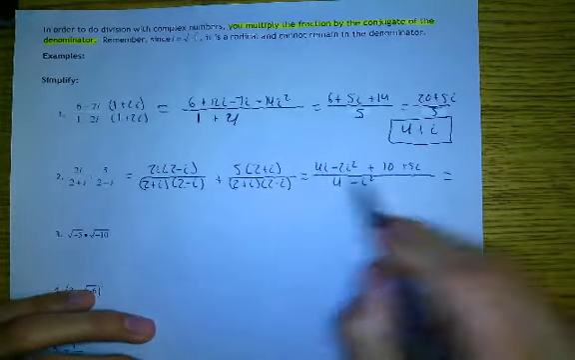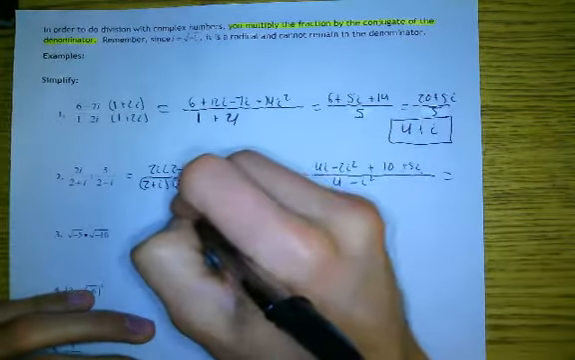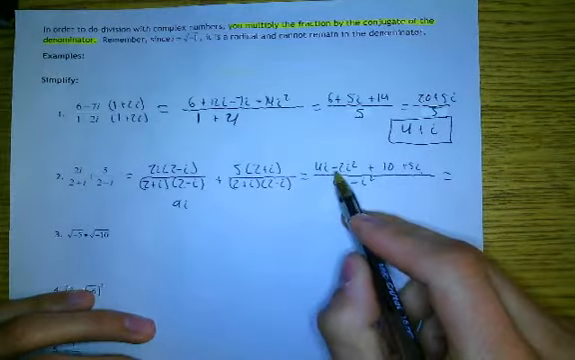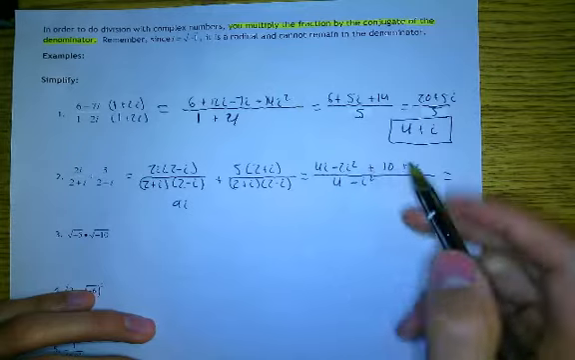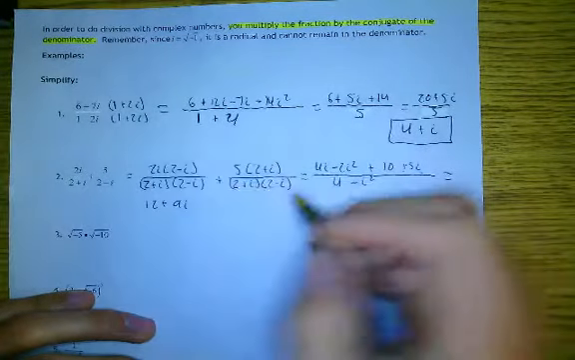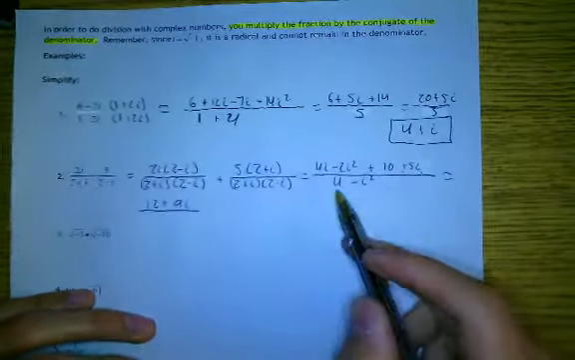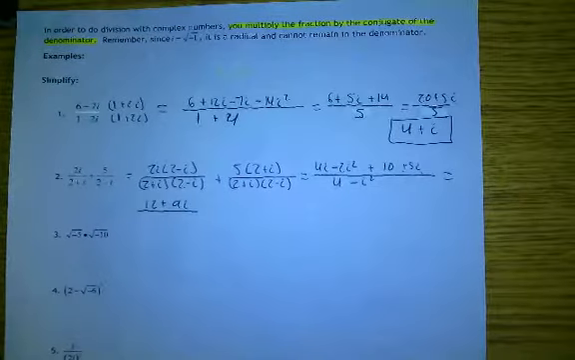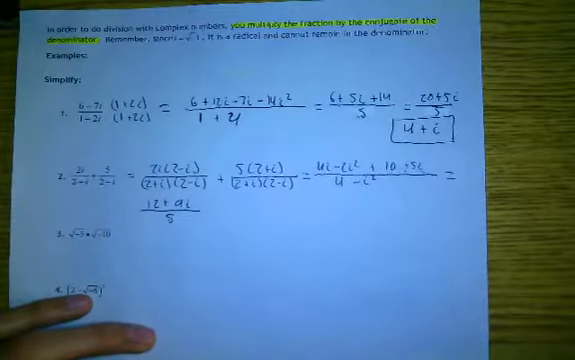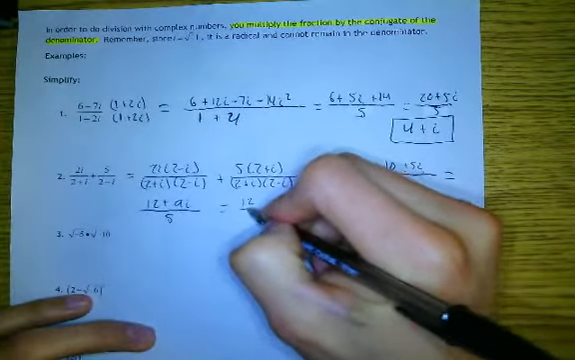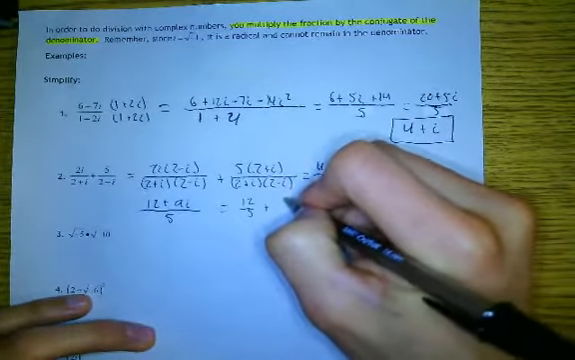So we have 4i plus 5i, that's going to be 9i. And then the negative 2i squared becomes positive 2, plus 10, that's 12. Over 4 minus i squared, so that's 4 plus 1, so that's 5. So this becomes 12 over 5 plus 9 over 5 i.